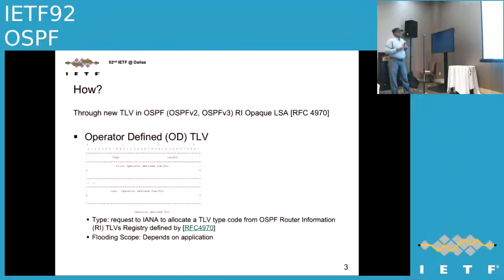So it creates a structure to advertise this information, which is driven through local policy. What we are requesting in this draft is basically to assign a type from the IANA registry, from the RI TLV registry as defined in RFC 4970. And the flooding scope depends on the application. It can be link, area, or domain. Next slide, please.